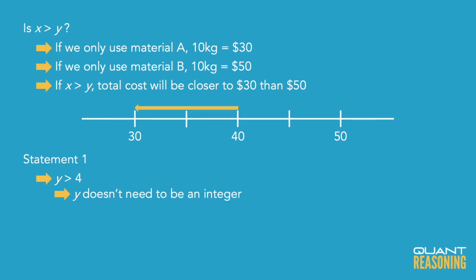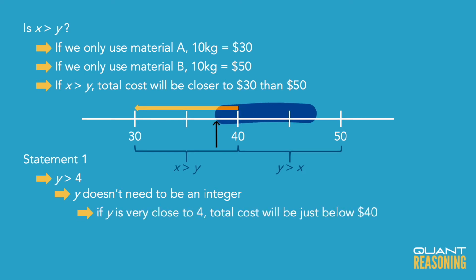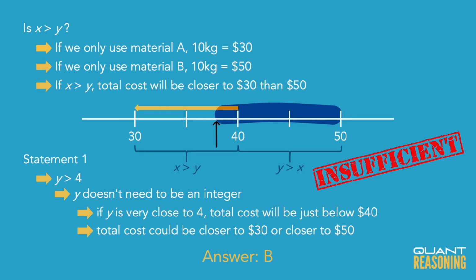So looking at my number line, I would ask, well, where would we be if y was exactly 4? The left half is where x is greater than y, and the right half is where y is greater than x. So y would be 4, just a little bit to the left of the midpoint. And if y is greater than 4, that means we're anywhere from that point and to the right of that point. And that doesn't actually tell me which half of this number line I'm on. I wanted to know whether I'm on the left half of this number line. And statement 1 allows for the possibility of being either to the left or to the right of the midpoint, and therefore it's not sufficient on its own. And the correct answer is B.